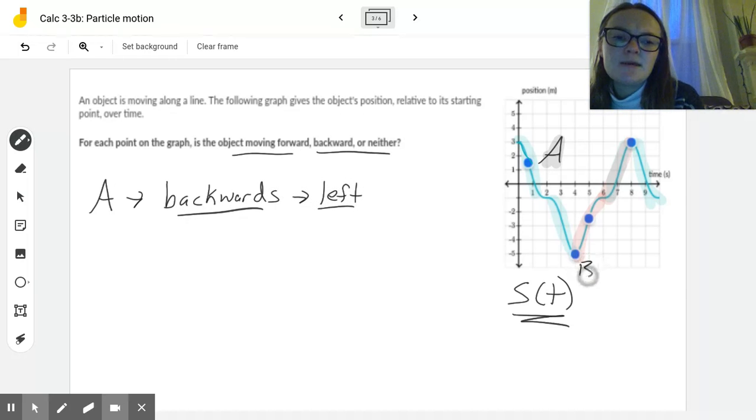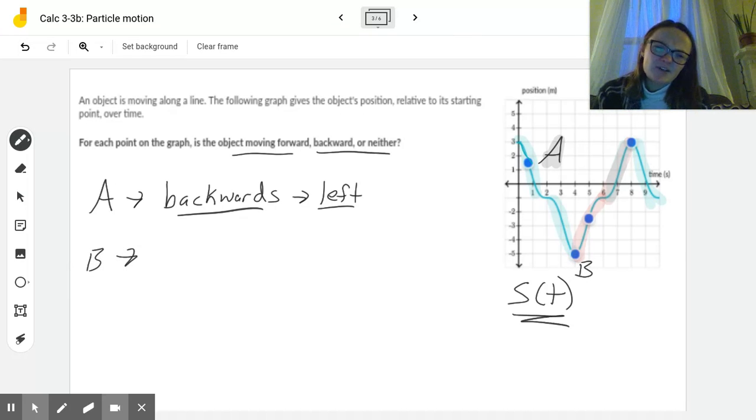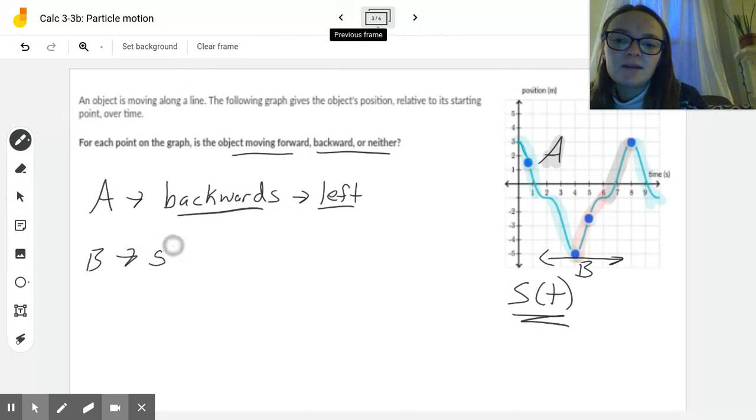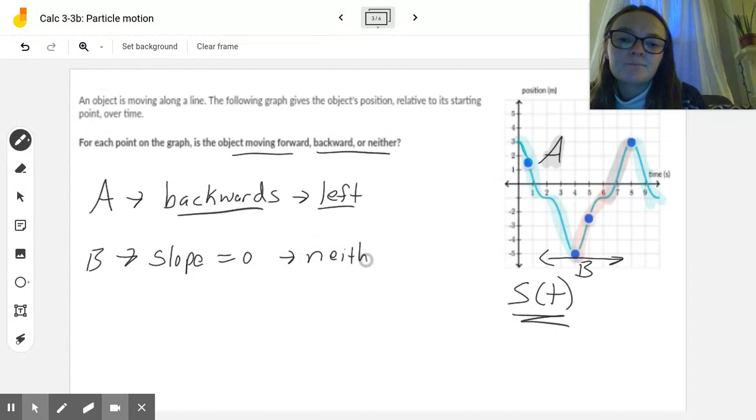All right, next one, B. It looks like it's decreasing, but it's also kind of increasing at the same time. It's actually at a minimum here, and so we can say that its slope is actually 0. If its slope is 0, then it's neither moving backwards or forwards, and so that is going to be neither.